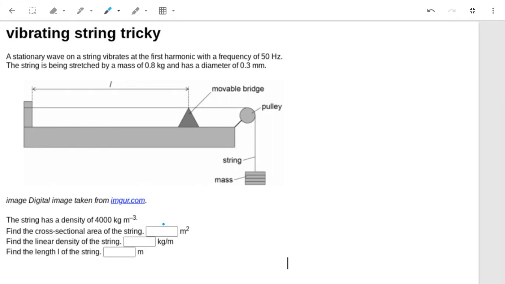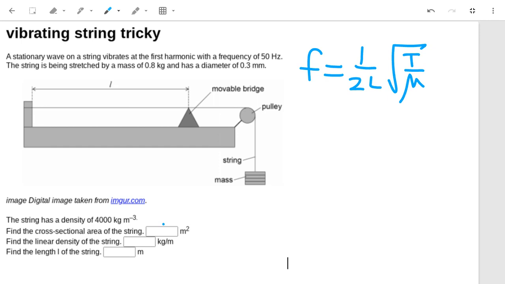Hello. Here's a question about a stationary wave on a string. The first thing we should probably do is include the equation that describes this little system. It relates the frequency to the length, the tension, and the linear density, or the mass per unit length, as I call it.